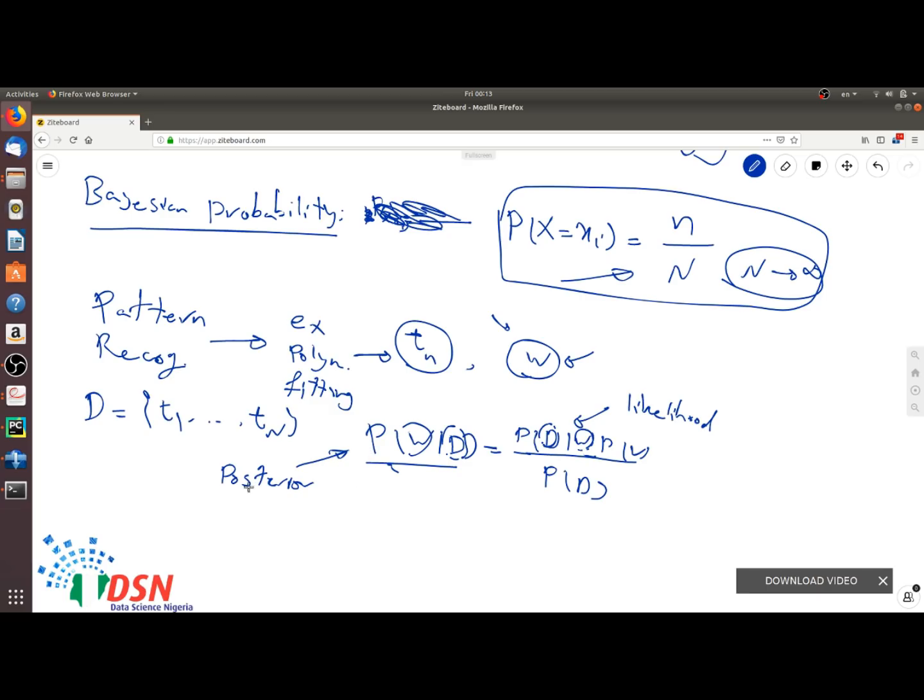We call P of W the prior, because before we see the n data points, we have some kind of prior about P of W, the distribution of the parameters, and after observing the data, we change our mind about the W's. So we could say that the posterior is proportional to likelihood times prior.